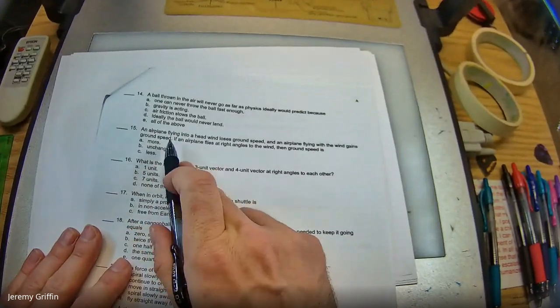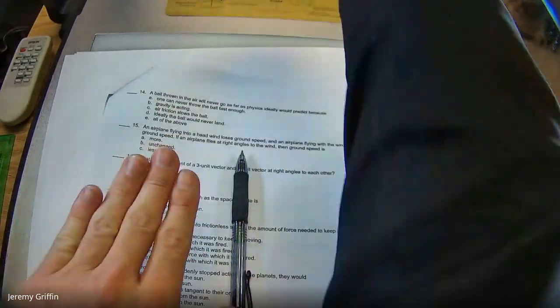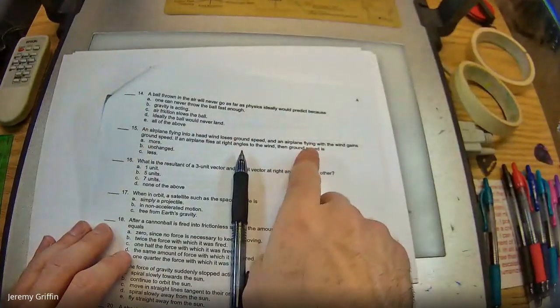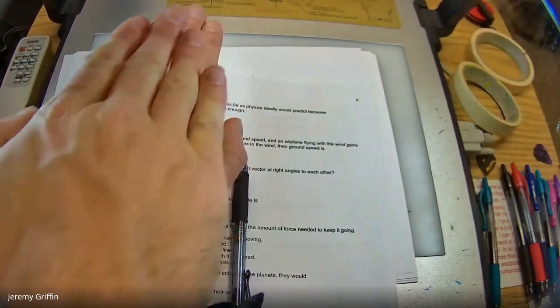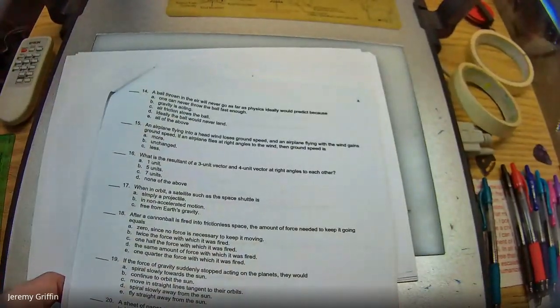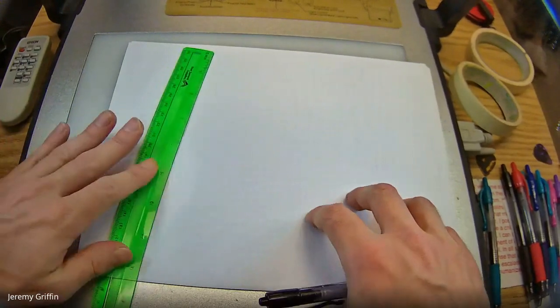Here's the next one. An airplane flying into a headwind loses ground speed. So the plane's flying north and the wind's blowing south. It's going to slow down relative to the ground. An airplane flying with the wind gains ground speed, right? The plane's flying north and also being pushed north by the wind. It's going really fast compared to ground speed. What about an airplane flying at right angles to the wind? What is its ground speed compared to, say, still air? What would the speed of its shadow be across the ground?